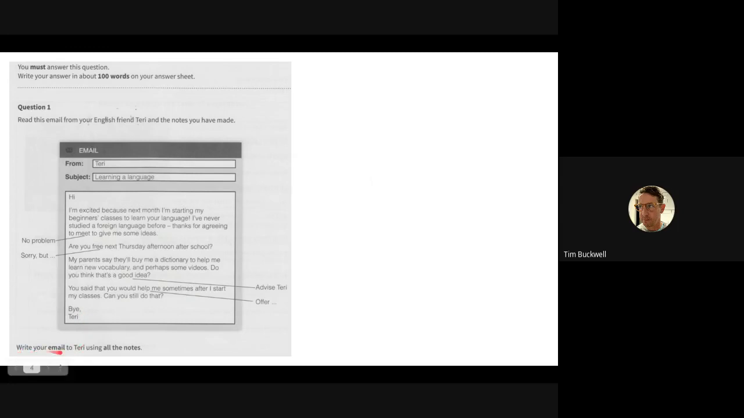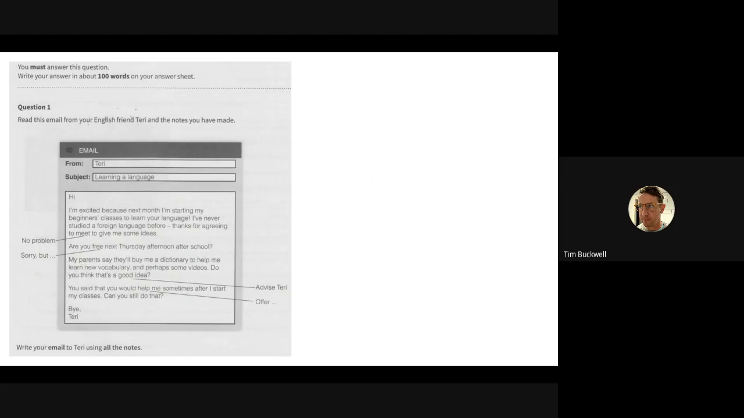And now we have to answer this email. We have to write an email to respond to Terry, and we have to use all of the notes. And the notes are these things that we have written here. So when he said, I've never studied a foreign language before, thanks for agreeing to meet to give me some ideas, we've written no problem, referring to that point. Are you free next Thursday afternoon after school? Sorry, but. These are notes that we have written about Terry's email, and that is what we must include in our email.